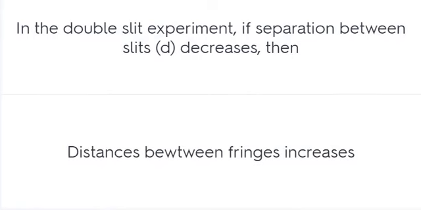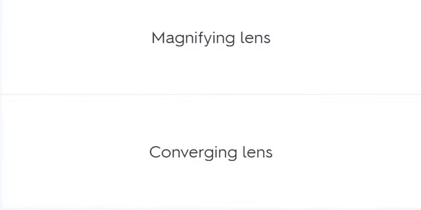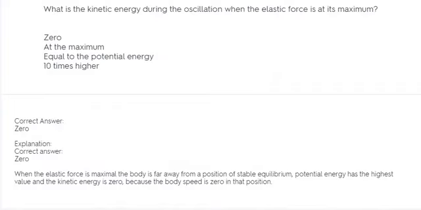In the double-slit experiment, if the separation between slits decreases, then the distance between fringes increases. Lenses used for nearsightedness, diverging lens. Magnifying lens, converging lens.